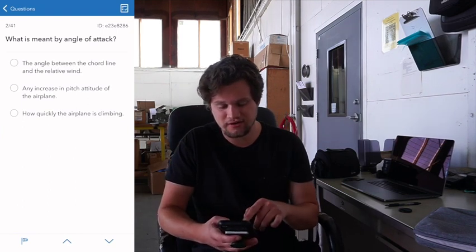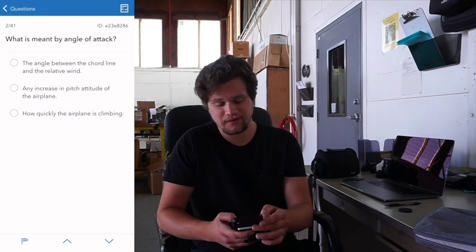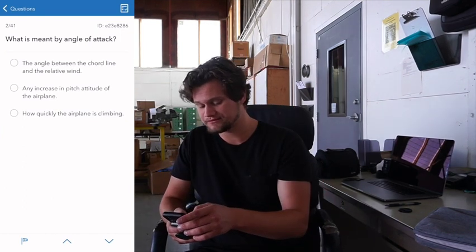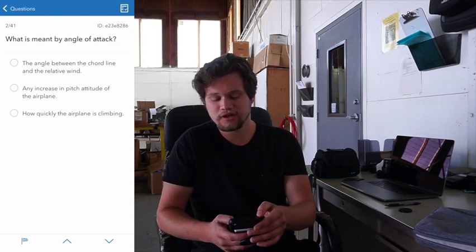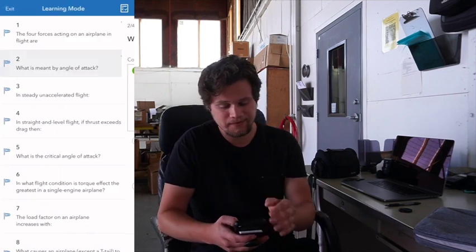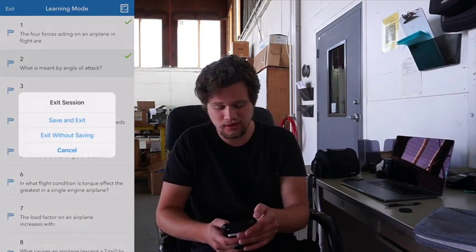So just push the down arrow to go to the next one. What is meant by the angle of attack? And so you can keep going through each one of these and answer them. It's the angle of the chord line and the relative wind. We know that, so click on that. That's the right answer, and it tells us why. So it's a really great and functional app, and you can do a lot with it.